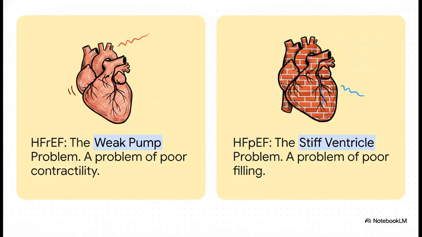So let's put it side by side, because this is the key difference. HFrEF is the weak pump problem. It's an issue of poor contractility. HFpEF is the stiff ventricle problem. It's an issue of poor filling, or what we call diastolic dysfunction. Both patients are fragile on dialysis, but you have to know why to treat them right.